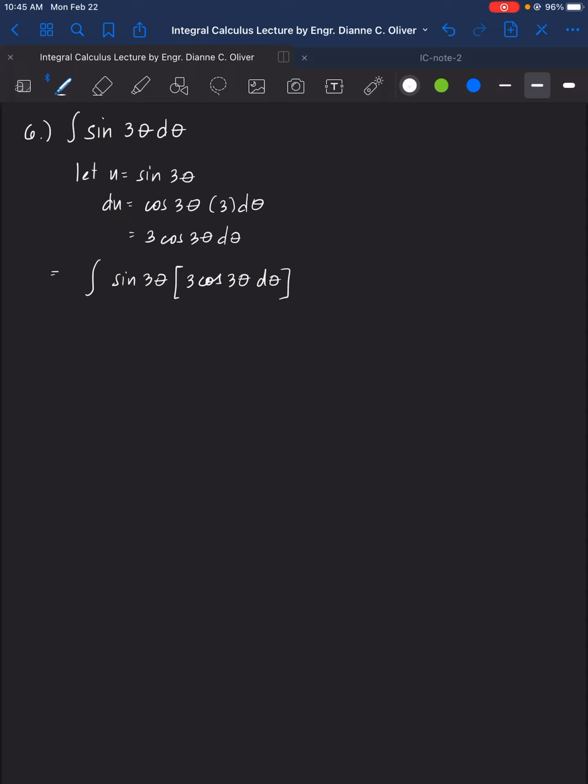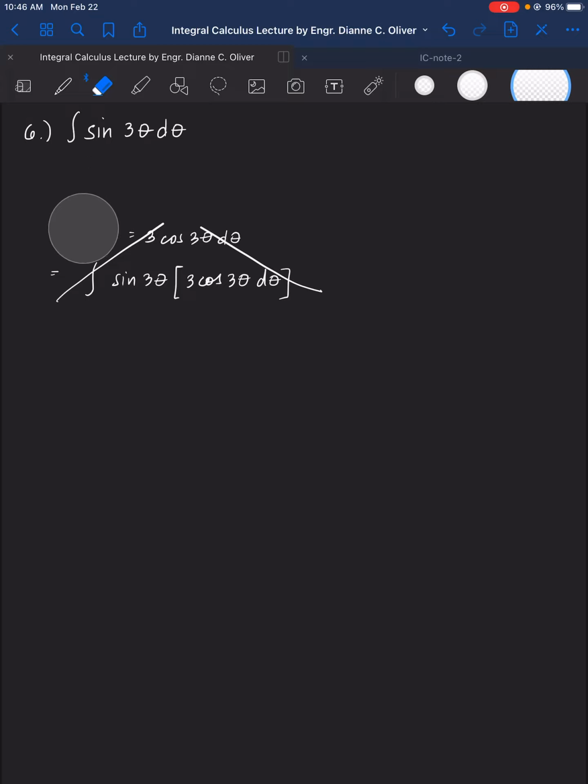Now, if you look at this closely, we did not go back to the given because there's no cosine 3 theta in the given. Therefore, we will disregard this. This is wrong because we will not be applying the power formula on this example. So, we will erase this one. So what can we use if we are not using the power formula?